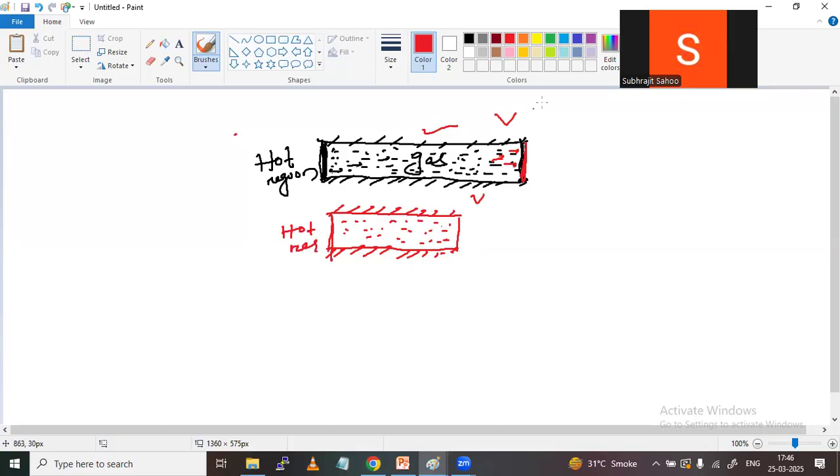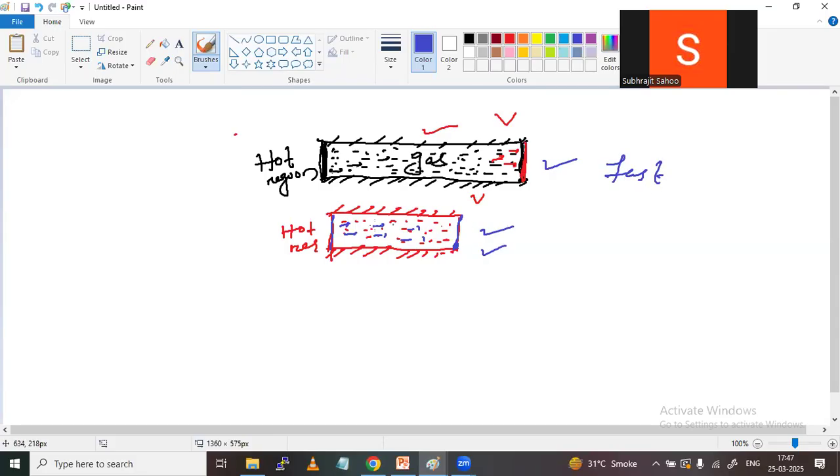Okay, hot region. Now what will happen, sir? This surface will first be heated, then heat will be transferred to this molecule, then this molecule, this molecule, this molecule, and finally I will get heat here. Now if I compare this one and this one, in which case will the heat transfer take place first, sir? This one, quickly.